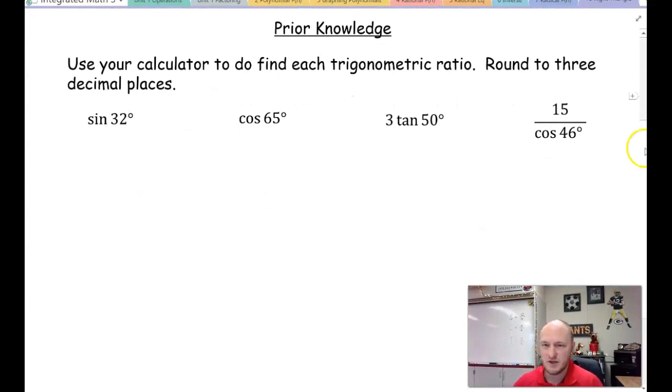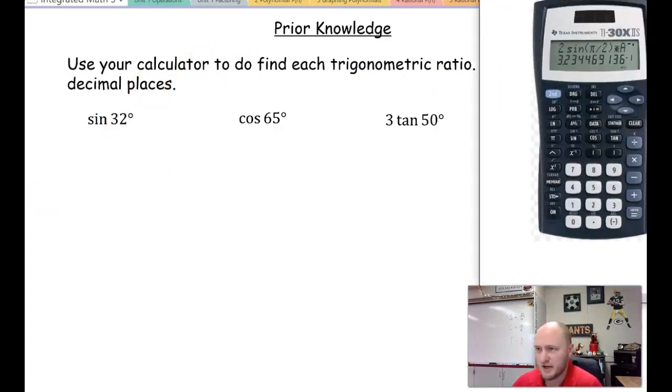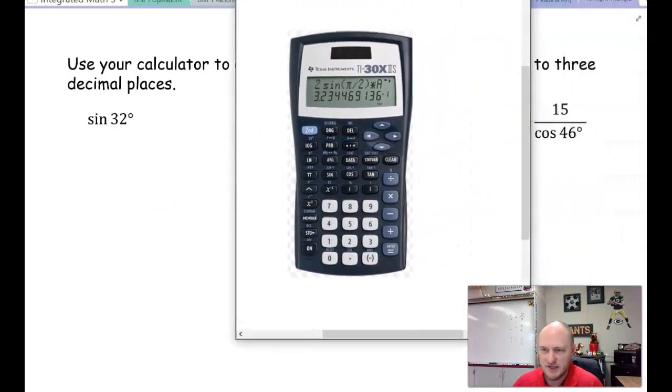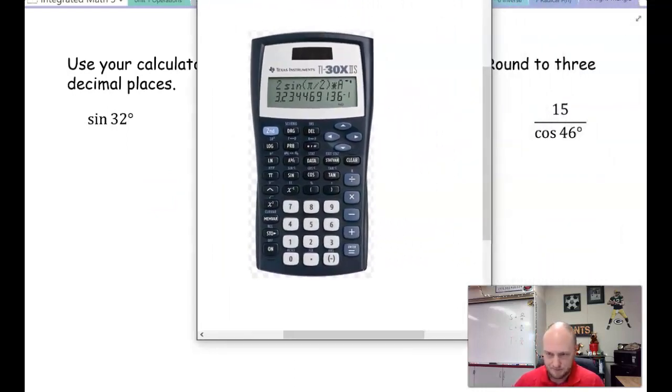Okay, last prior knowledge that I want to cover with you is how to use a calculator to find these values. So you're going to find each trig ratio, and they say round to 3 decimal places. So we're going to compute using a calculator, and here is an image of a TI-30. And our trig values are right here. You can see sine, cosine, and tangent. So those are those values there.